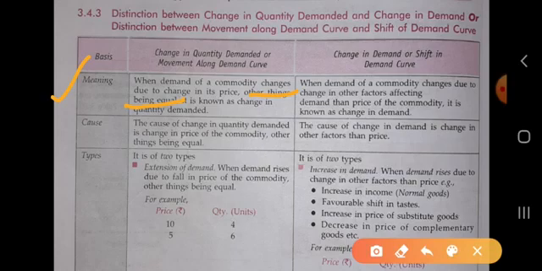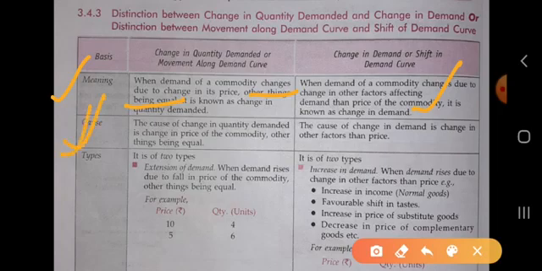And change in demand means when the demand for a commodity changes due to a change in other factors. Here we study the relation between the demand for a commodity and the change in other factors affecting demand, and we do not take the price to show the relation with demand. It is called change in demand.